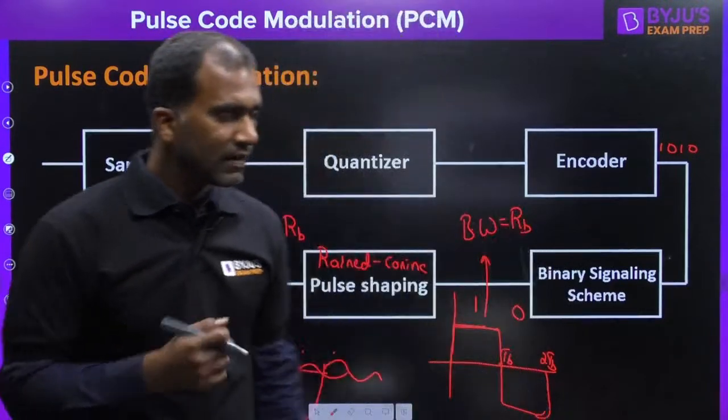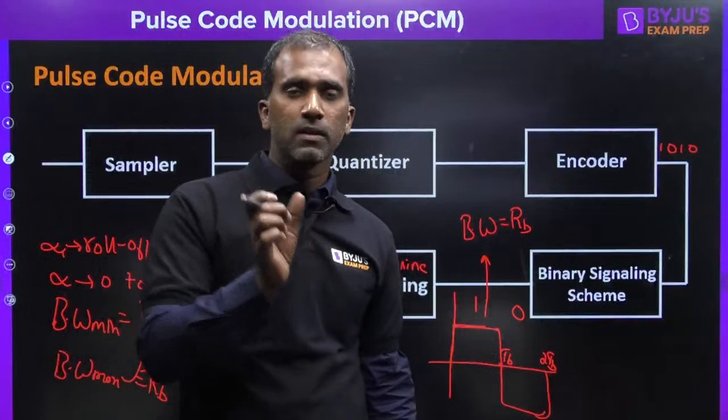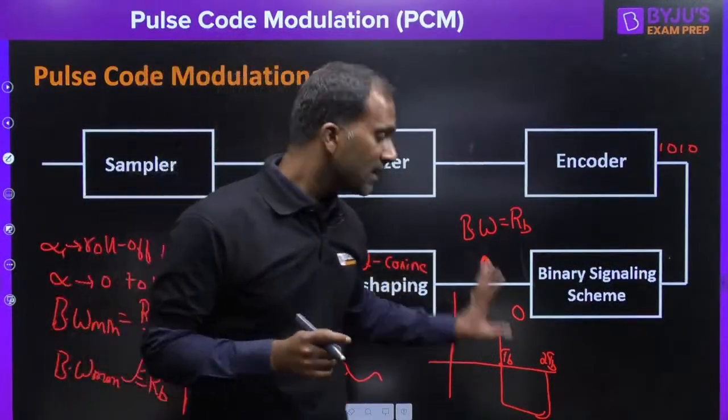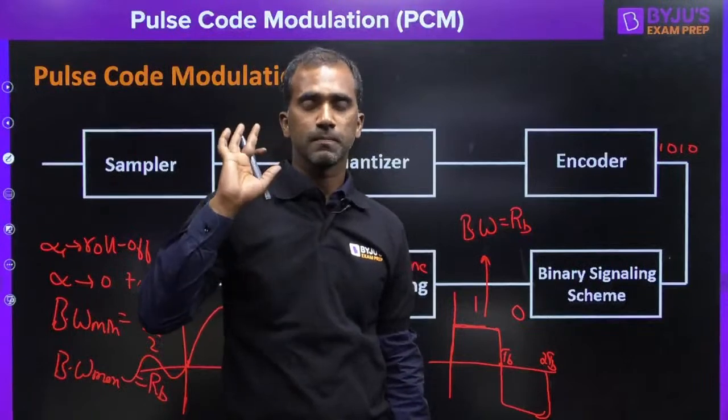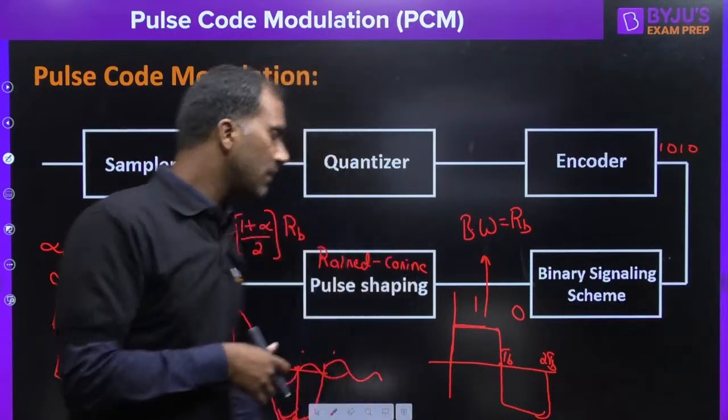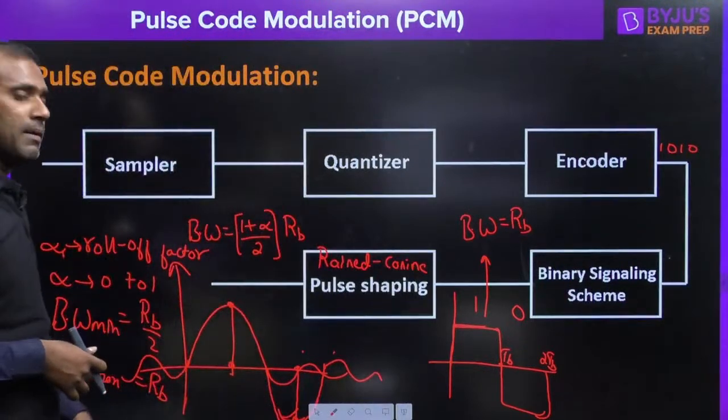So what should you do? When they simply use the word bandwidth, you should keep in mind that they are not doing pulse shaping, they are just using rectangle pulses. If they use the word maximum or minimum, then they are doing pulse shaping, and we know the maximum bandwidth and minimum bandwidth.